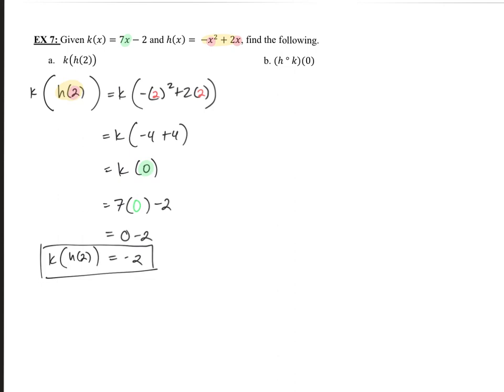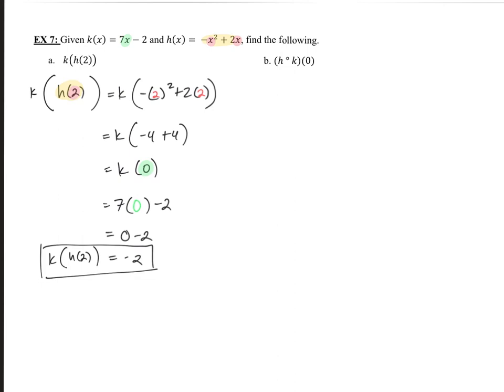Alright, so part B, notice I set these up differently. One of them started with the original definition of composition, the other one sort of skipped a step. And a lot of times in books, both options will be presented to you. Some books choose to give this, other books choose to give that. So it's good to know that they both exist.